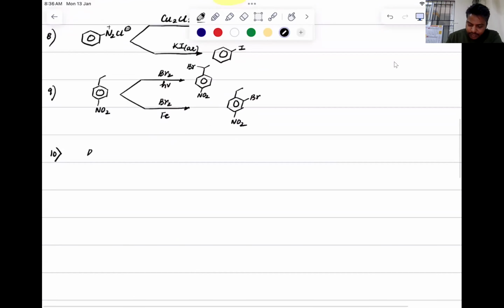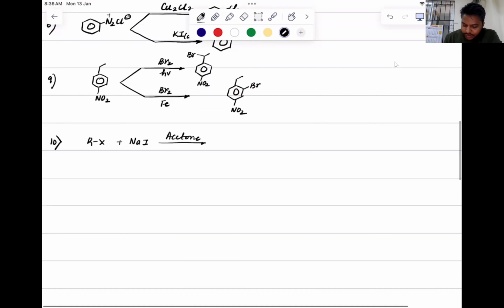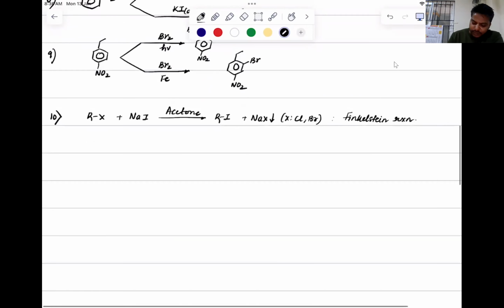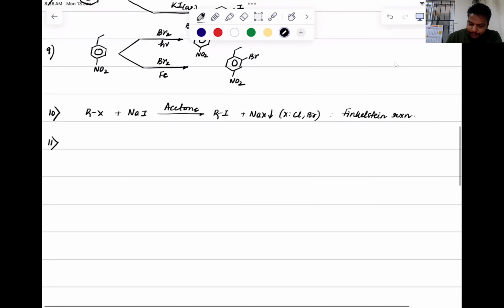Next, RX plus NaI in the presence of acetone. If you check this reaction, this will become RI plus NaX. X could be chlorine or bromine, and this is called Finkelstein reaction. Got it?